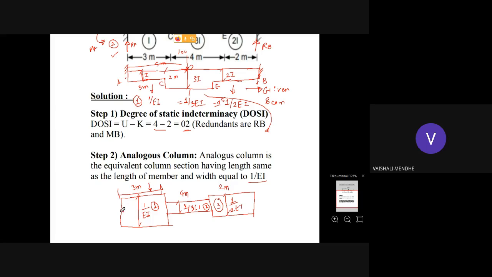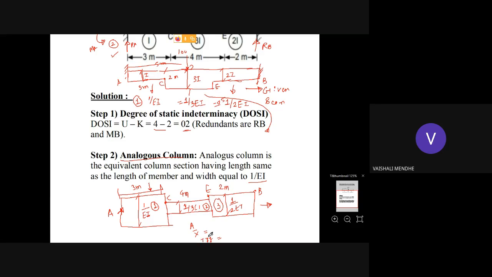This is your reference point. This is point A, point C, point E and point B. Once you plot or draw the analogous column section, you have to find out the area, the x bar, and the IYY. Area means A1 plus A2 plus A3, x bar you can calculate, and you can find out the IYY.